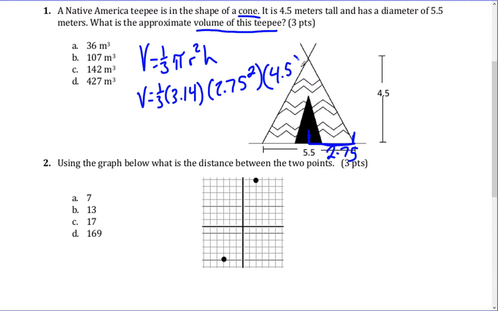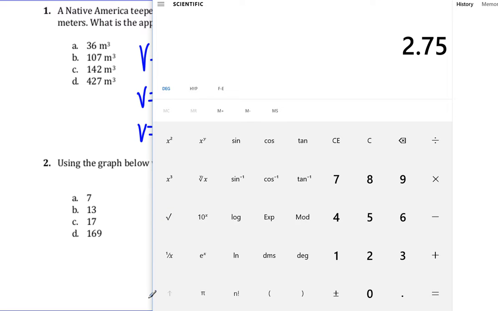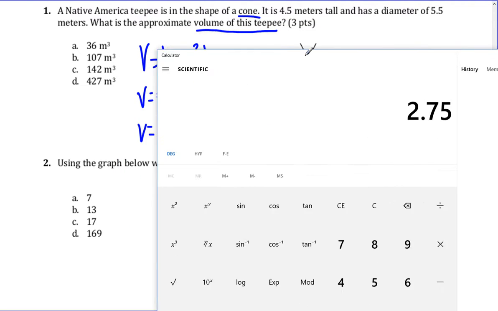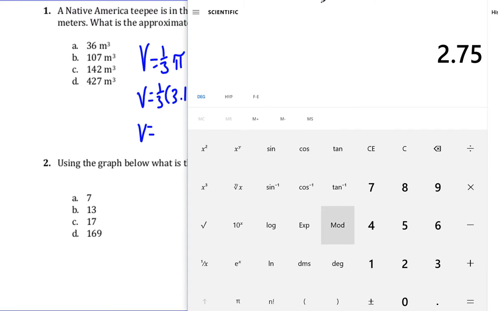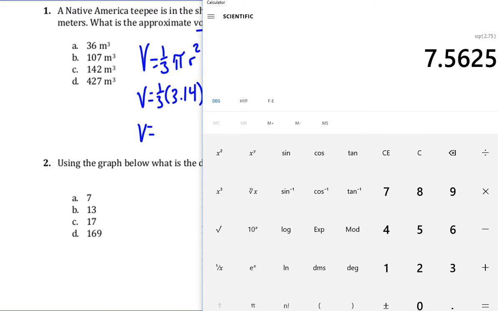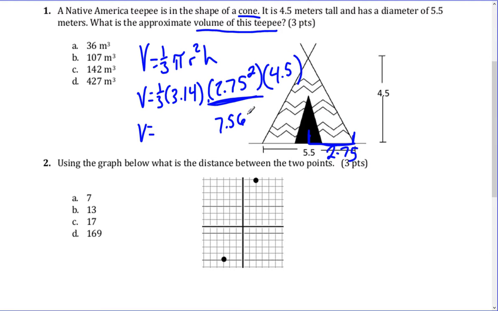So this looks like it should just be a simple multiply everything together sort of problem. I do recommend you do the exponent first. So I'm going to take the 2.75 squared first. 2.75 squared is 7.5625. Times 4.5 times 3.14 times 1/3. All right, so now I'm just going to multiply this whole big thing together.